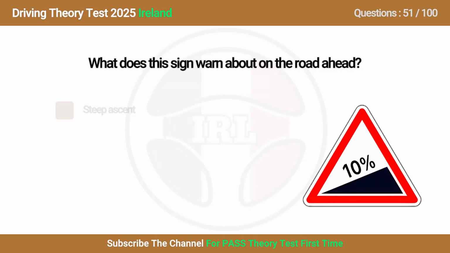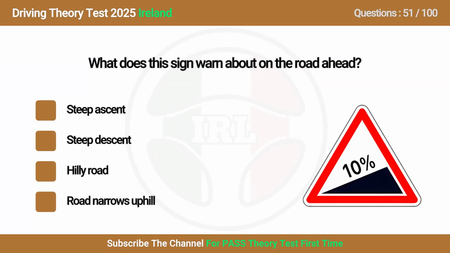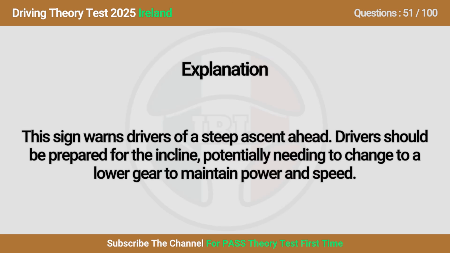Question 51. What does this sign warn about on the road ahead? A. Steep ascent. B. Steep descent. C. Hilly road. D. Road narrows uphill. Answer is A. Steep ascent. This sign warns drivers of a steep ascent ahead. Drivers should be prepared for the incline, potentially needing to change to a lower gear to maintain power and speed.